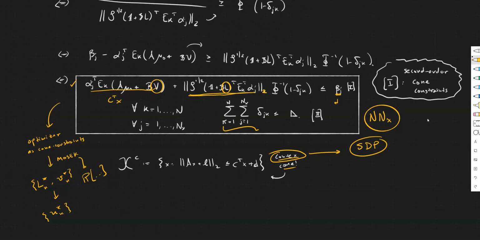And these constraints right here are just linear constraints. It's just a summation, right? So we're going to have delta 0,0 plus delta ij plus delta nx. It's just going to be a big, big sum. It's also all less than delta. So these are just linear constraints.